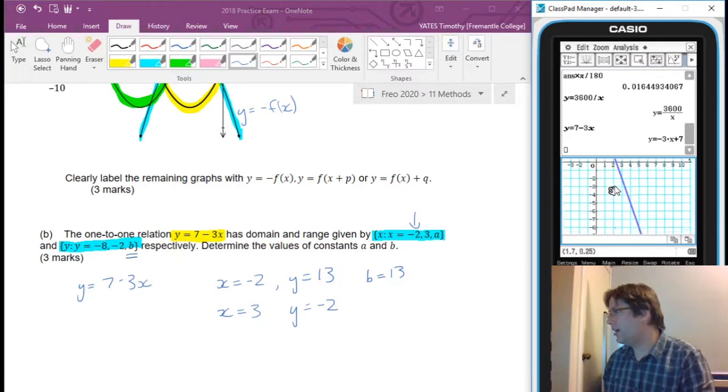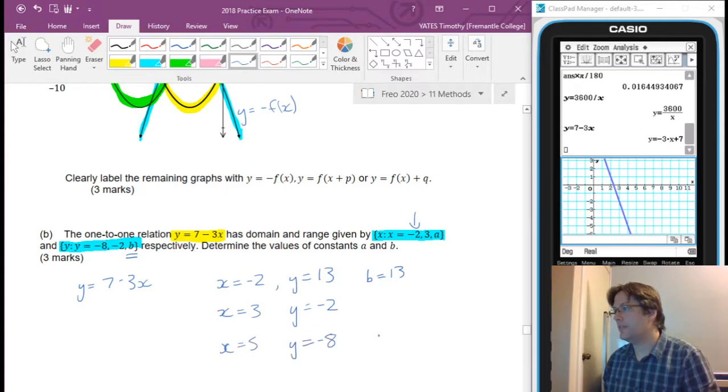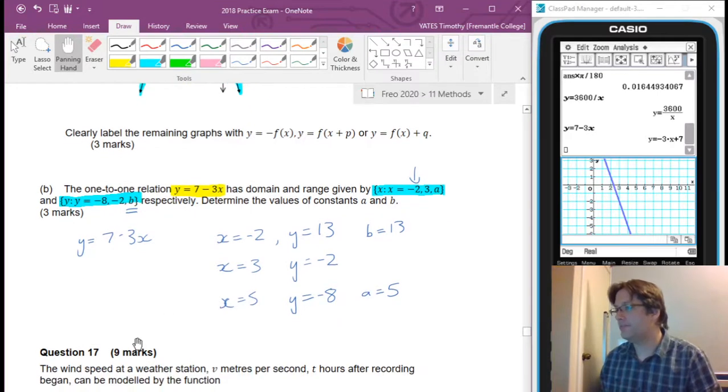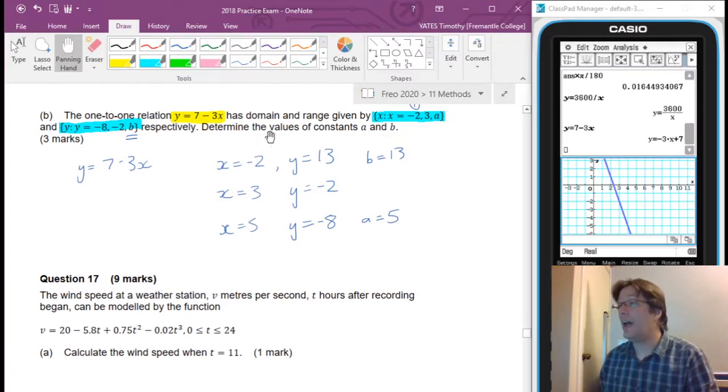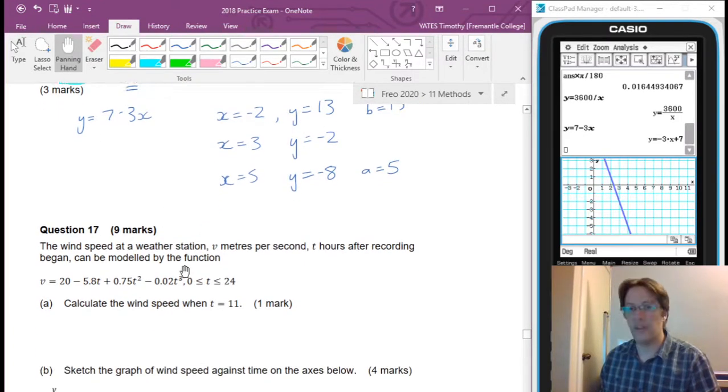So let's have a look where y is negative 8. We go to y equals negative 8, and that corresponds to x equals 5. So x equals 5, y equals negative 8. So a is equal to 5. That one's not too hard to do, and should be pretty straightforward. Obviously there are ways to do this without using your calculator to sketch a line, but that just makes it a little bit easier.